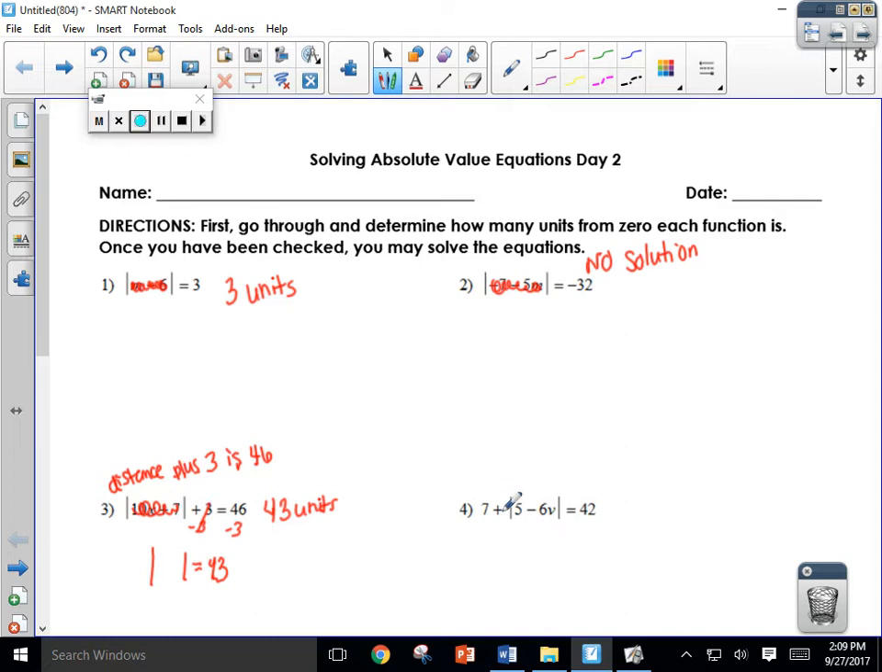This one says 7 plus the distance is 42. So to figure out what the distance is, I've got to move this 7. Well, that would make it a 0. So now the only thing on this side is the distance. And then subtract 7, and I get that the distance is 35 units.